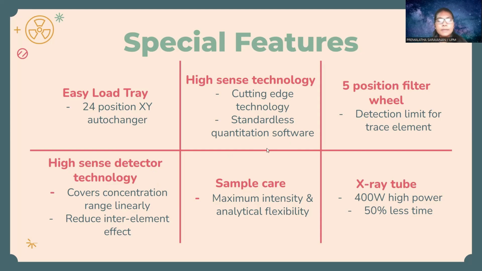Followed by sample cup. Sample cup, it has maximum intensity and analytical flexibility for different sample diameters. And finally, X-ray tube. The X-ray tube comes with 400 watt high sense power, and it also reduces 50% of the measurement time and doubles the sample throughput.